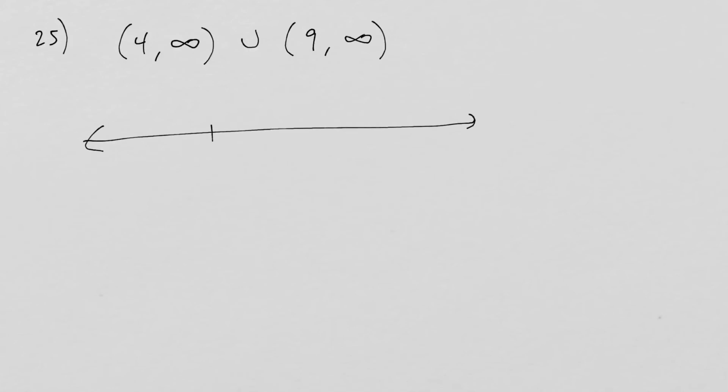Okay, number 25, we have 4 to infinity union 9 to infinity. All right, so I'm going to jot down a practice graph. I'll put the 4 to the left of the 9, and I'll do this in red. 4 to infinity looks like this. And then I'll do this one in blue. 9 to infinity looks like this.